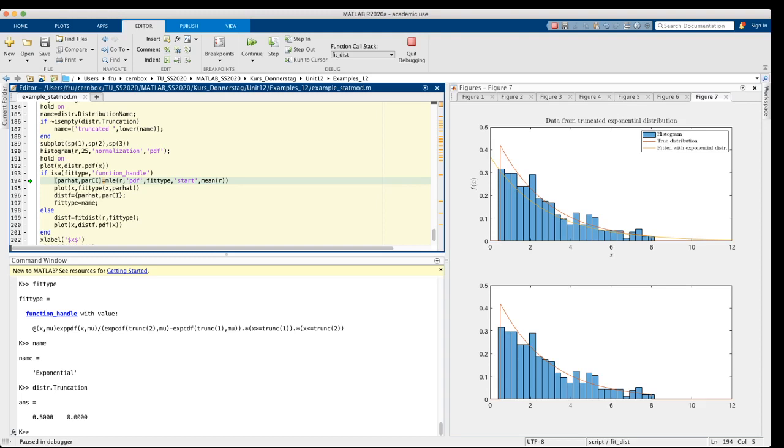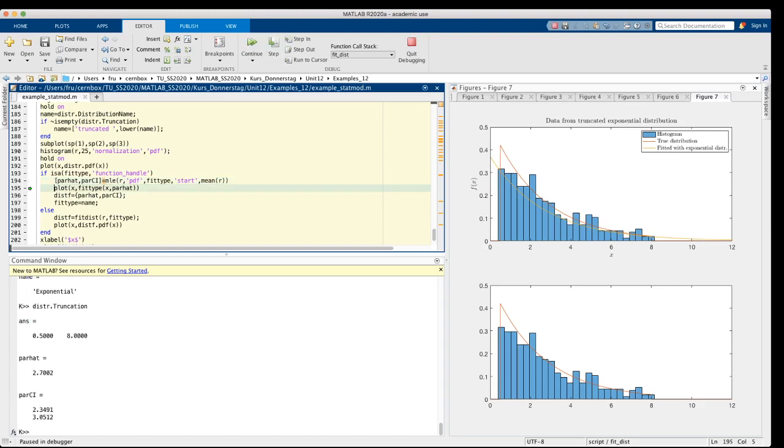So the first argument is the vector of random numbers. Then we say we have a PDF in the fit type. So fit type, the function handle, represents a PDF, and we have to define a starting value for the fit. And here we can simply take the mean value of our observations. So we invoke now this maximum likelihood estimator, and we get the estimated value of the parameter, and we get a confidence interval for this parameter.